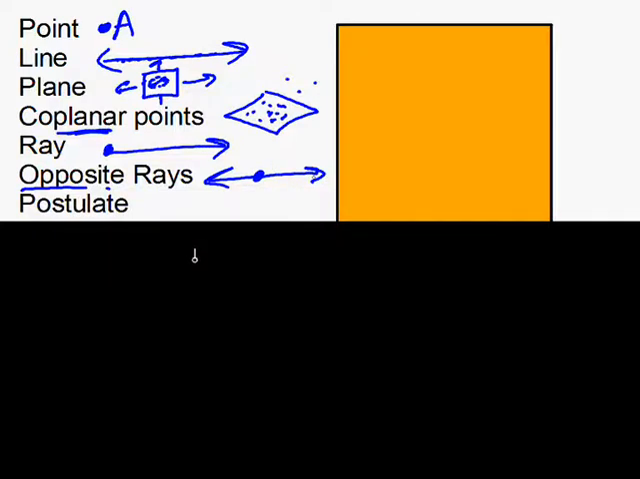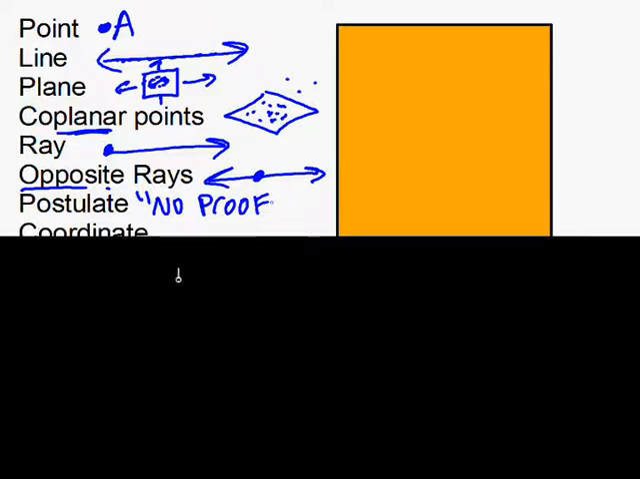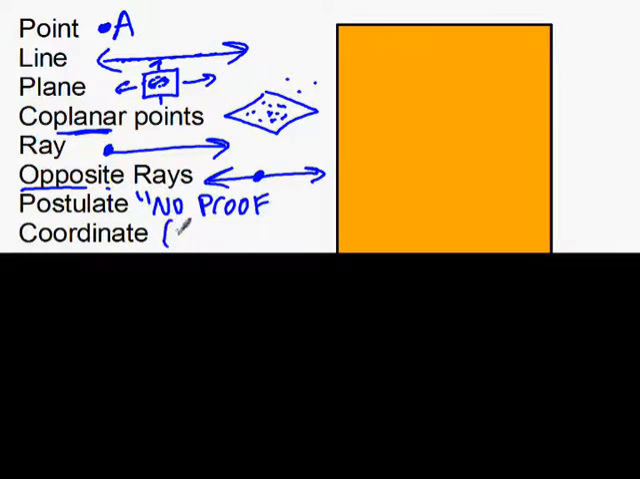Postulate. A postulate is something where we need no proof. No proof is needed with a postulate. We have coordinates. Coordinates are represented as (x, y). It's where we put locations for points. It's where we know where they are in a 2D space.